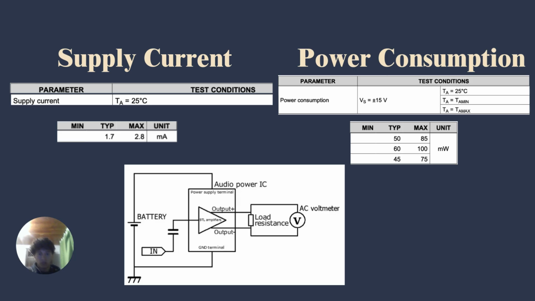These are the values of power consumption for the LM741 at a supply voltage of plus minus 15 volts. The typical at 25 Celsius is 50 milliwatts and the maximum is 85 milliwatts. And the lowest typical is 45 milliwatts, and the maximum is 100 milliwatts.